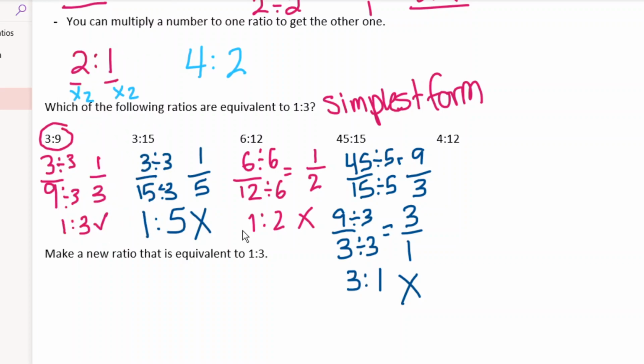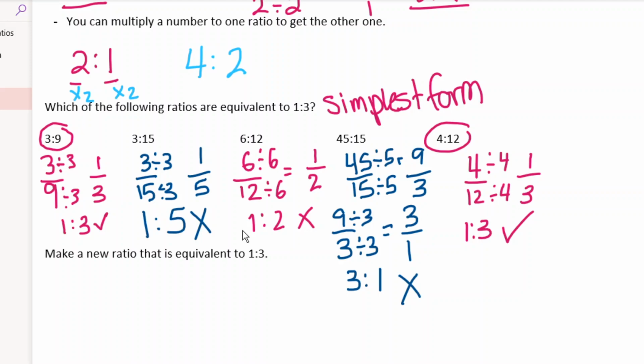Okay, last one, 4-12. All right, divide these both by 4, and we get 1-3, and that's what we wanted. So the two ratios that are equivalent to 1-3 are 3-9 and 4-12.